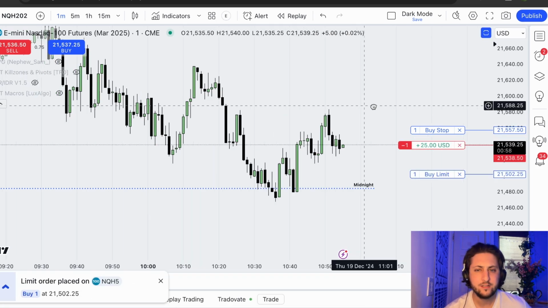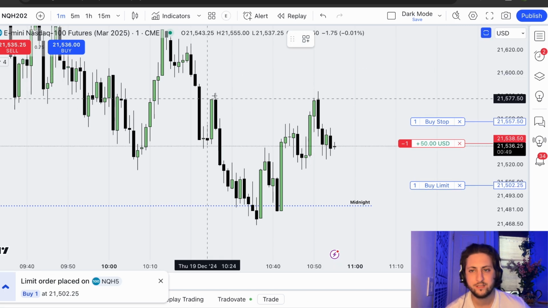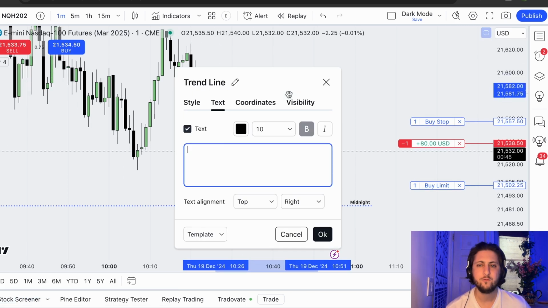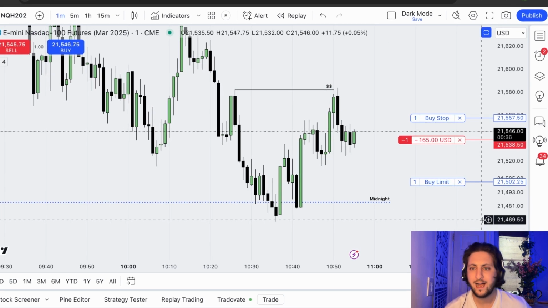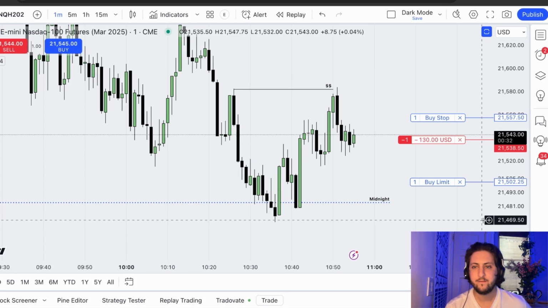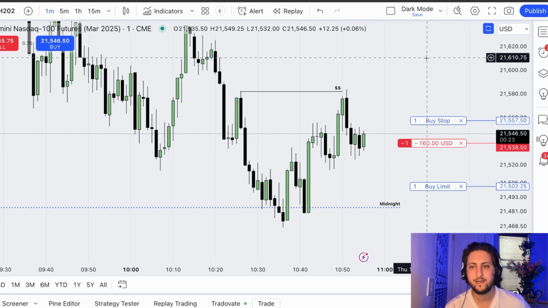Now, ideally, I don't want to be trying to get short immediately as we're breaking that initial balance low, because more times than not, we are going to have a retracement to a key level, sweep some type of internal high or low to then give us fuel to get that continuation move. And that's exactly what I waited for in this instance.